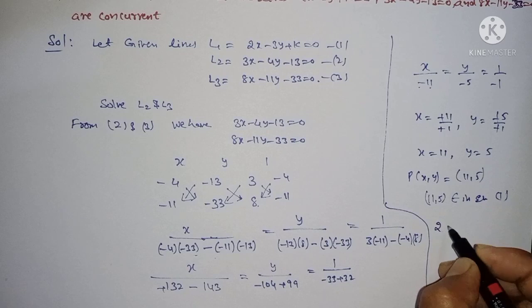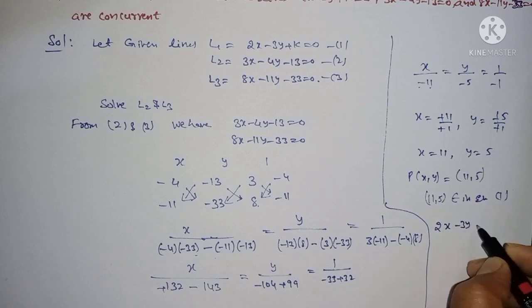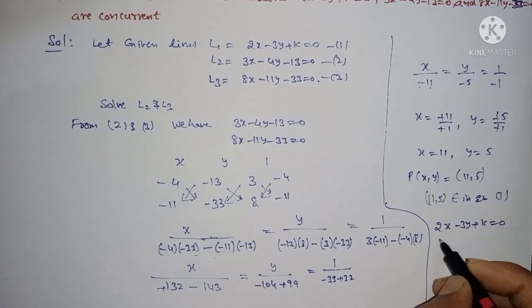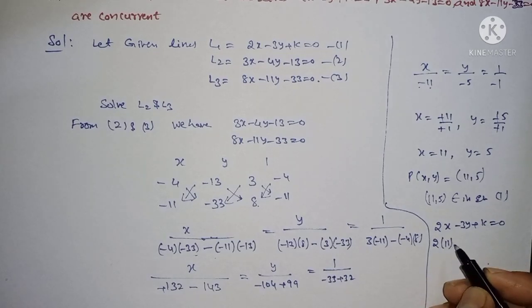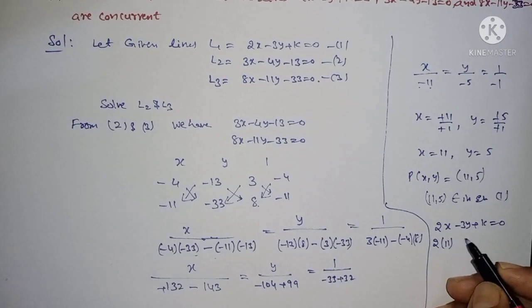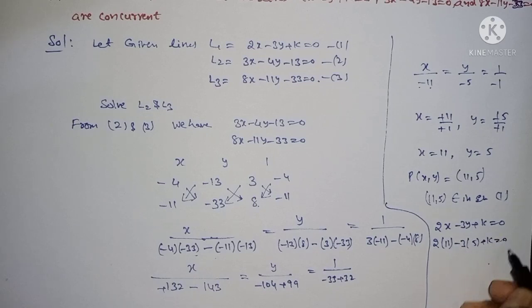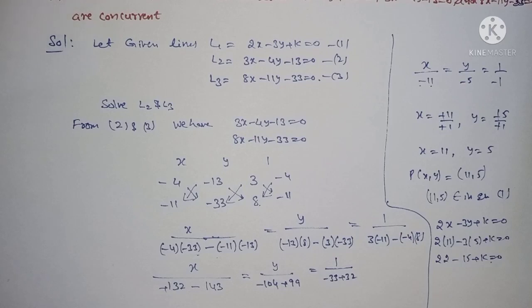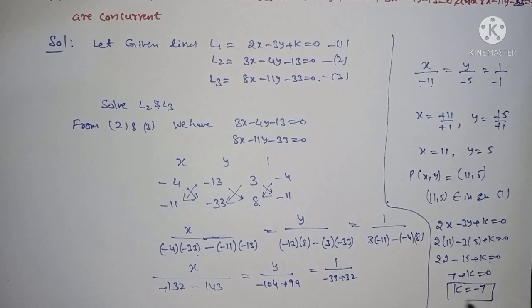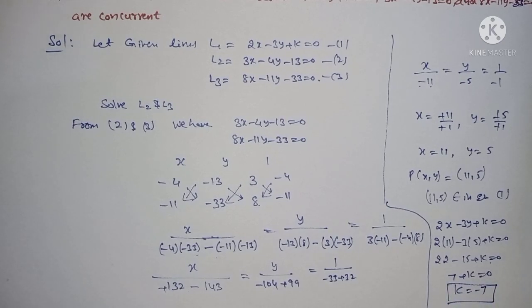Therefore 2x minus 3y plus k is equal to 0. 2x is nothing but 11, minus 3y is 5, plus k is equal to 0. 22 minus 15 plus k is equal to 0. 22 minus 15, how much is it? You get 7 only. 7 plus k is equal to 0, so k is equal to minus 7. This is how to find the value of k if the 3 lines are concurrent.